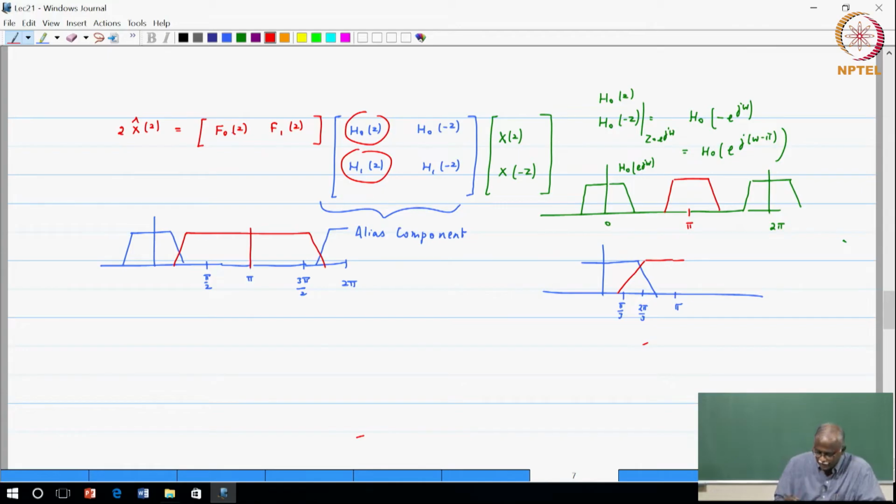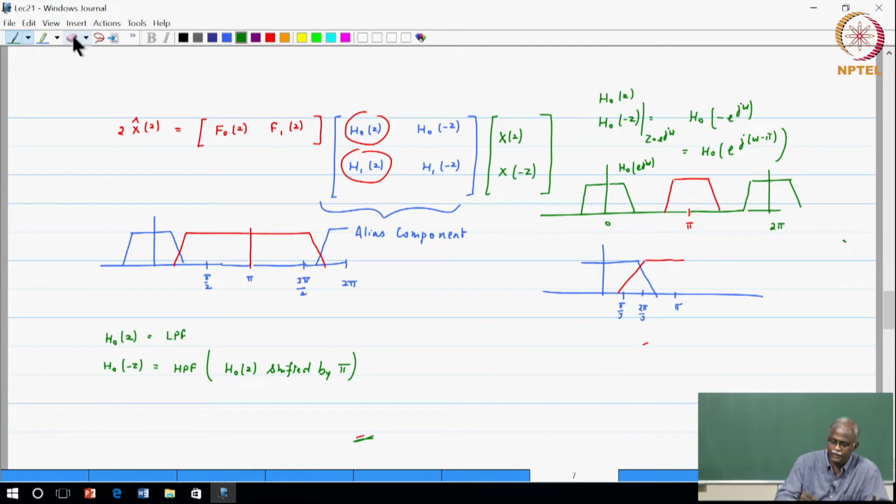So, the key points to summarize are, we typically want H naught of z to be a low pass filter. Then H naught of minus z, which appears in our equation, is a high pass filter. This is H naught of z shifted by pi, the frequency response is shifted by pi. Okay. So, that is the observation that we have made, and we now are interested in doing the aliasing cancellation.